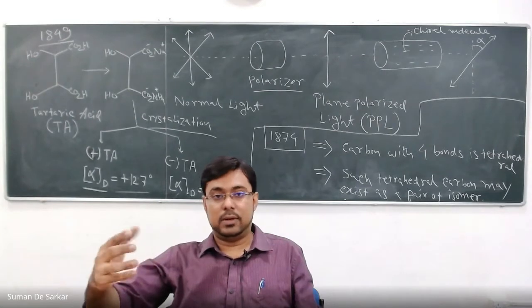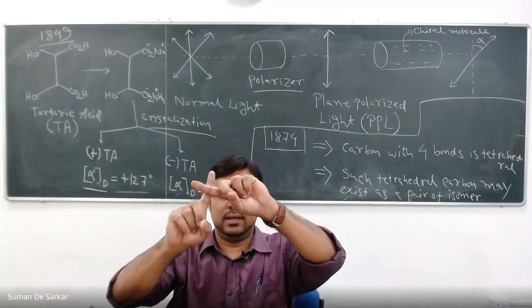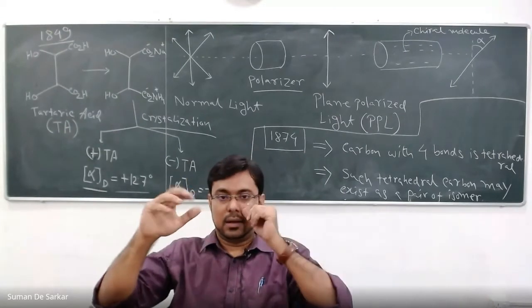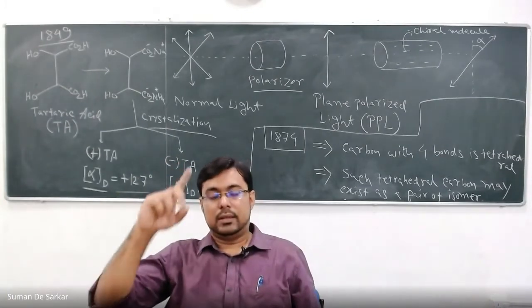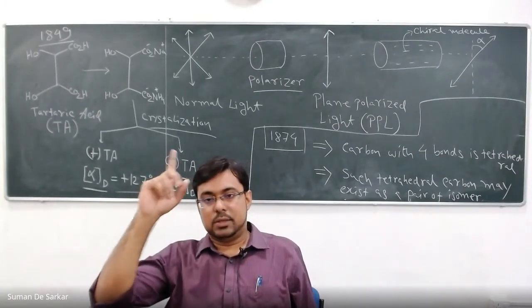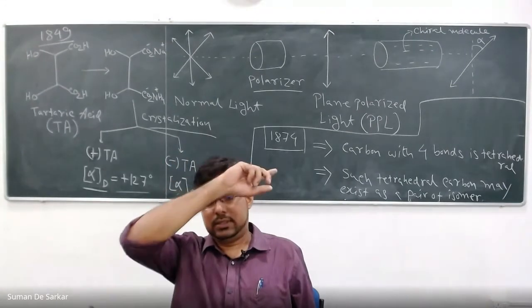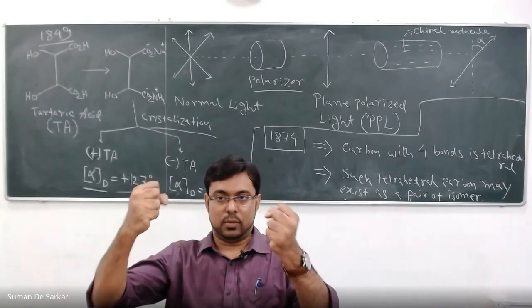Because with 4 bonds different geometries are possible, right? So it can be planar, just a plus sign like this. They say, no, it's not a plus sign, it's not 2D. Rather, with 4 bonds, it's tetrahedral, that means it's 3D. And this tetrahedral geometry is the origin of this difference. Okay, that means with the tetrahedral geometry, it may exist as a pair of enantiomers or isomers.